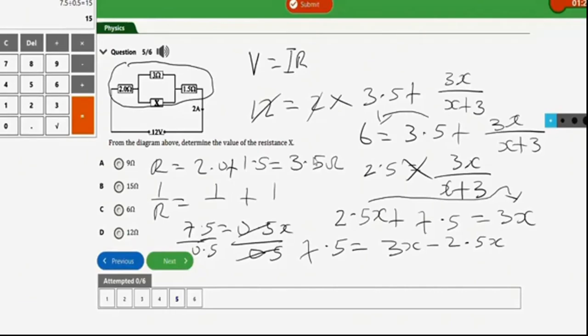We practiced 50 questions for this topic, current electricity. Alright, so hope there's something interesting from the video.